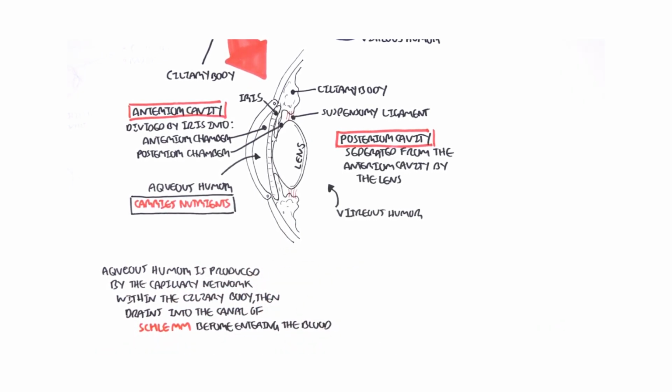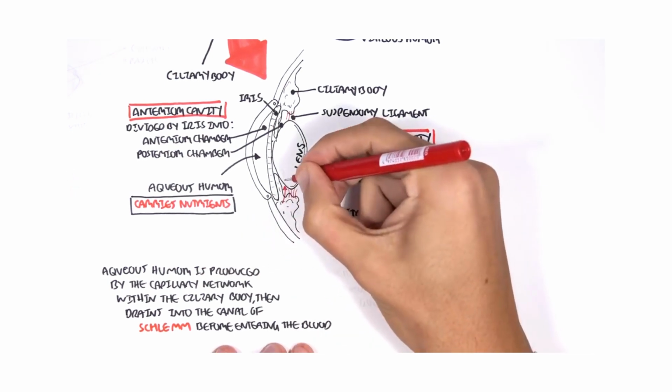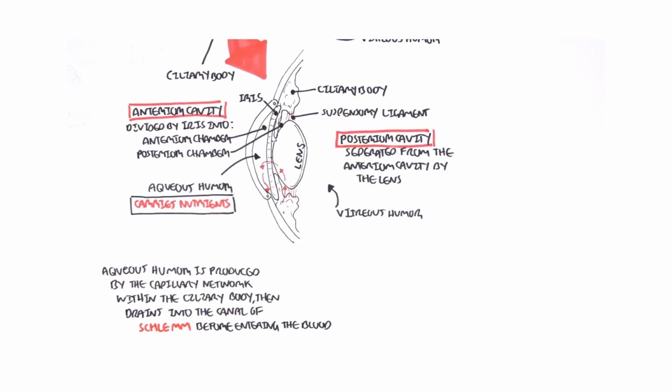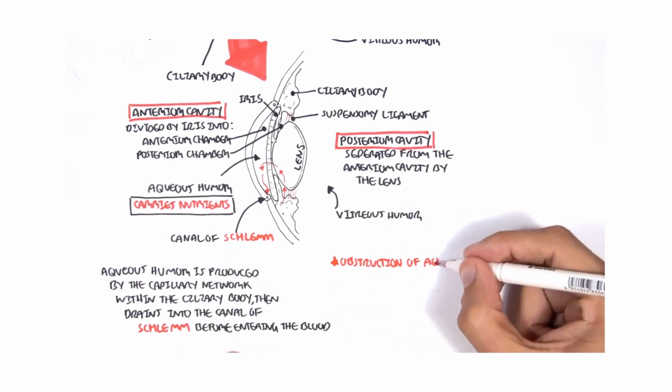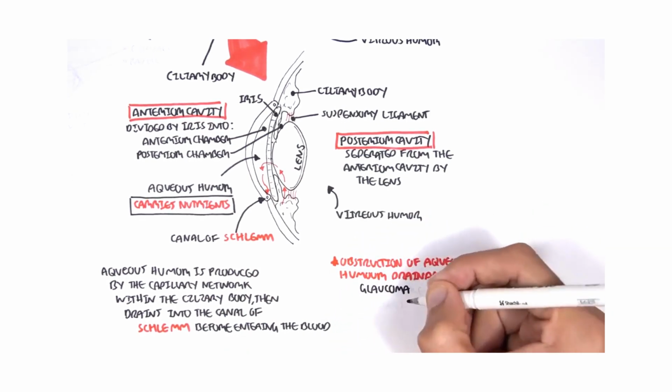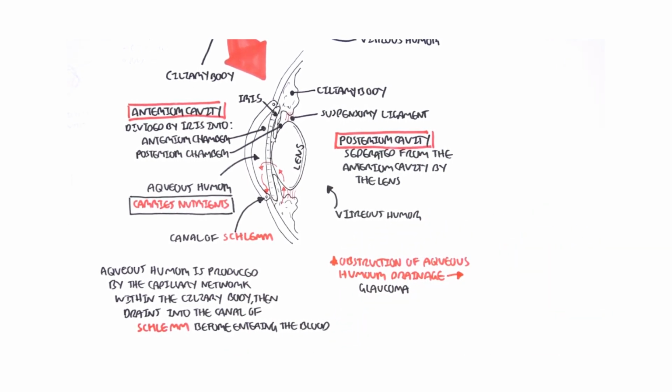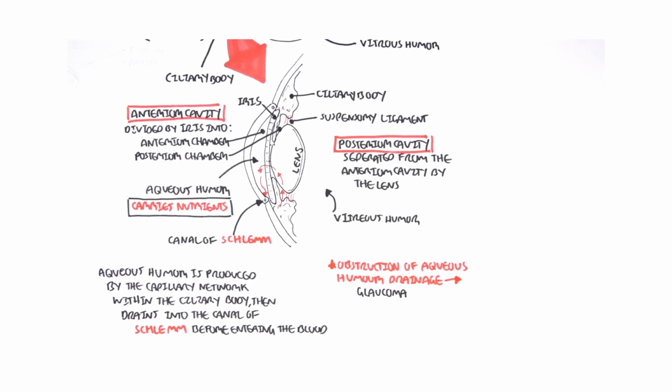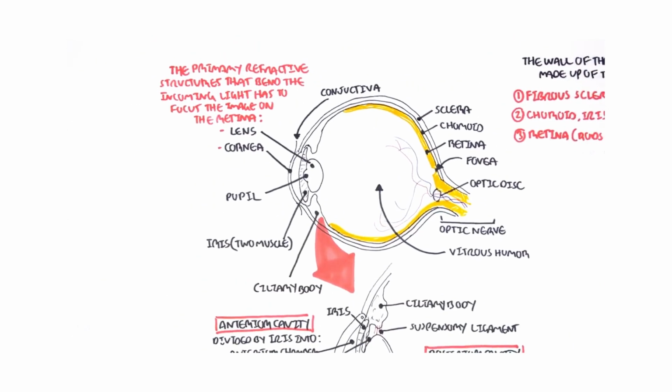Canal of Schlemm is also known as the scleral venous sinus. So here we can see the aqueous humor produced from the ciliary bodies, and it drains into the canal of Schlemm. This canal is important because obstruction of the aqueous humor drainage can lead to an eye condition called glaucoma. And this is because pressure essentially builds up as the fluid cannot drain out. And so this will lead to glaucoma, which can damage the eye's optic nerve and can result in vision loss and blindness.